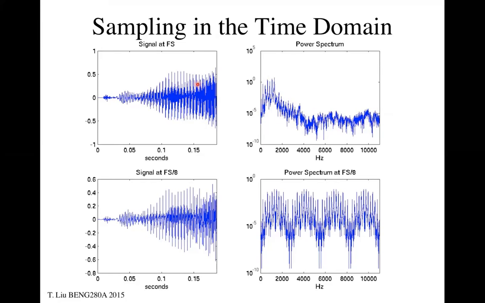The point of this is, here's our continuous signal sampled at Fs. If we take every 8th point of this signal, we undersample, we sample more slowly, then the sampled function looks like this. When we take its digital Fourier transform, the power spectrum looks like this. And that's quite different, obviously, than this.